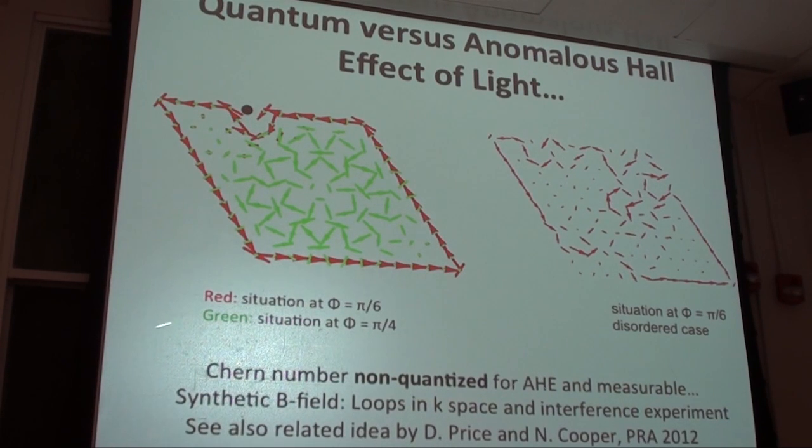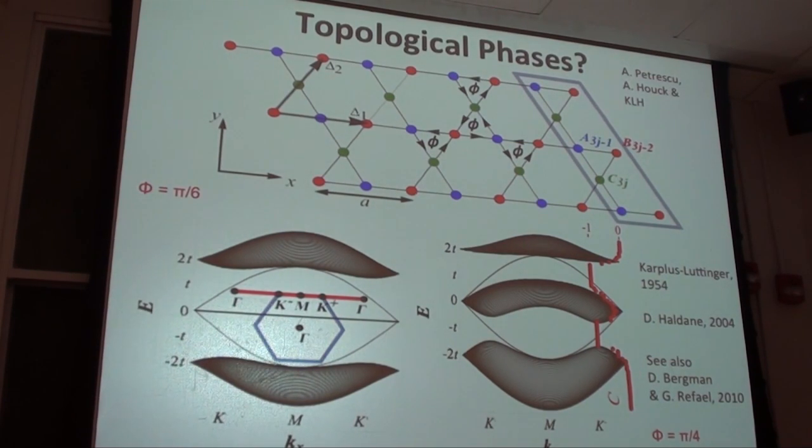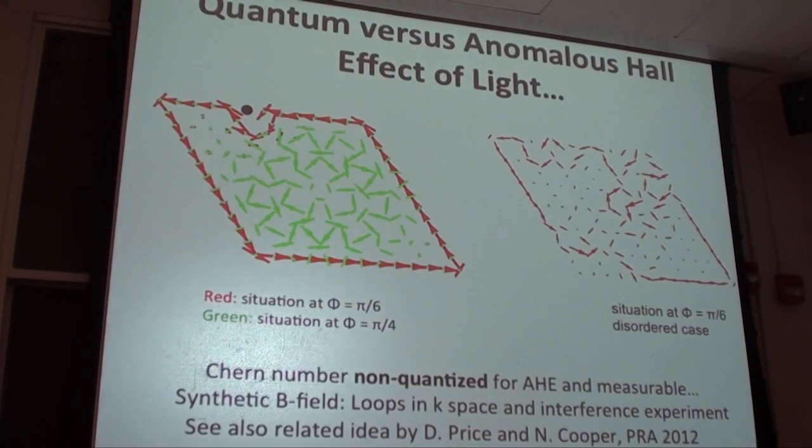Then we just thought about how to measure the Chern number with photons, and we had a nice idea. So this will appear on the web in a few days, I hope. And some cold atoms idea, which is very close to what we thought about, just appeared as well.